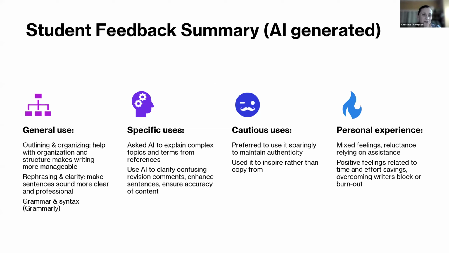So generally, they're using it for outlining and organizing, making writing more manageable, using it to rephrase and make their sentences sound more clear, or for grammar. Specific uses. So this was new to me, that they were using AI to explain complex topics and terms from the references, which we know could be good or bad depending on the content. Using it to clarify confusing revision comments, either from myself or their peers, ensuring the accuracy of their content. So that's a little suspect too.